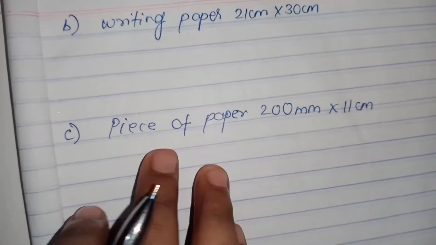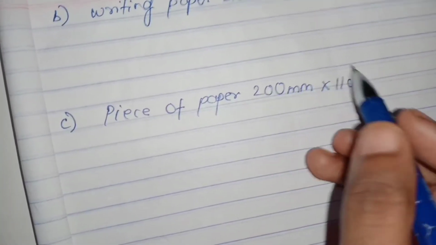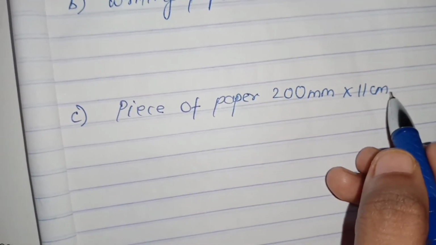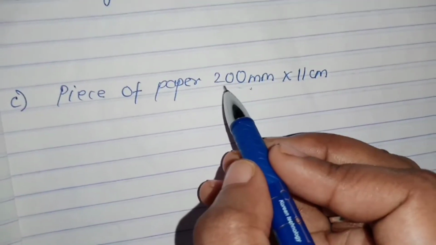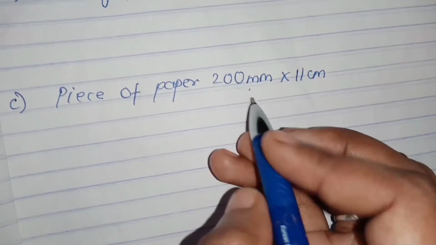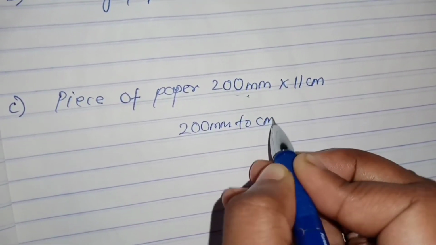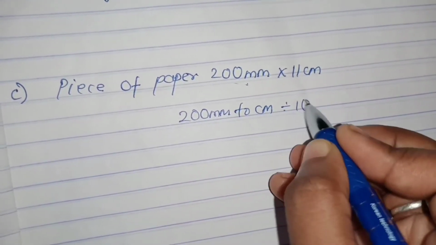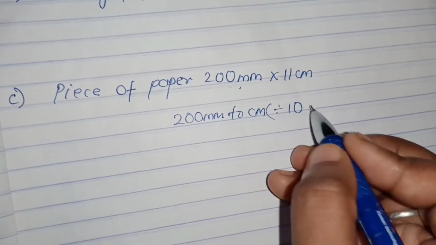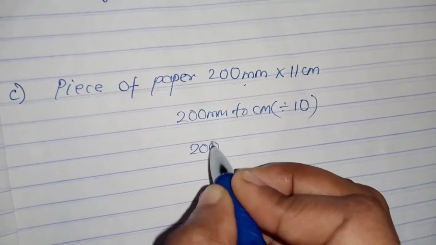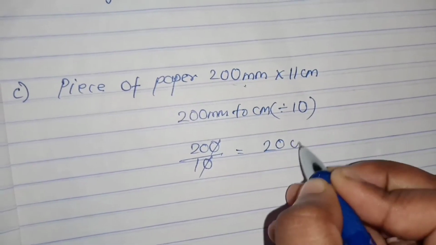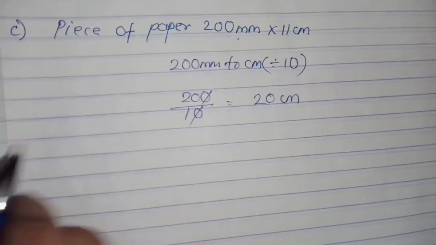So we have to find the area of the piece of paper. This is length, this is breadth. But can you see the units are different? This is millimeter, this is centimeter. So what we will do, we will convert this millimeter to centimeter. Let's do 200 millimeter to centimeter. To convert millimeter to centimeter, we have to divide by 10. That means 200 divided by 10. 0 0 cancel. So how much is it? 20 centimeter. We got 20 centimeter.